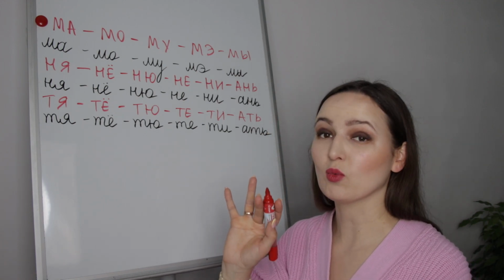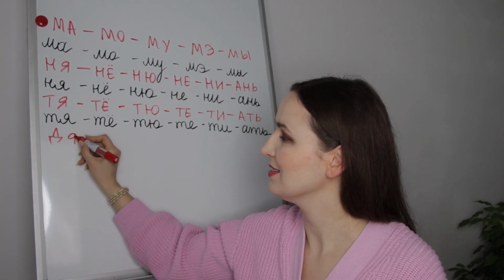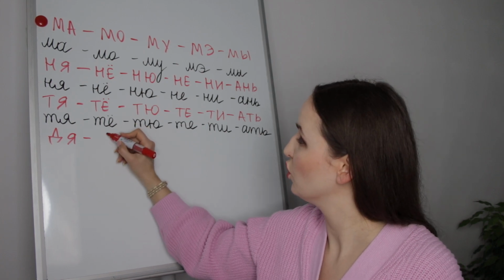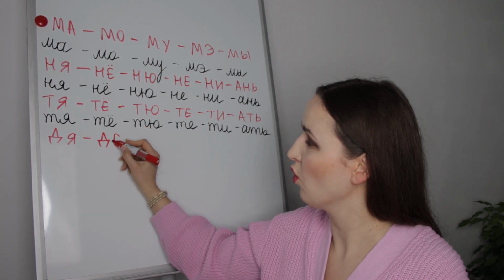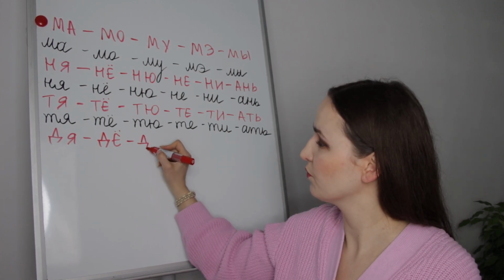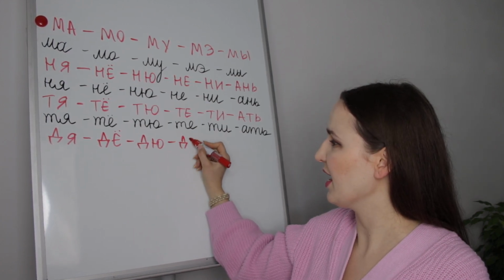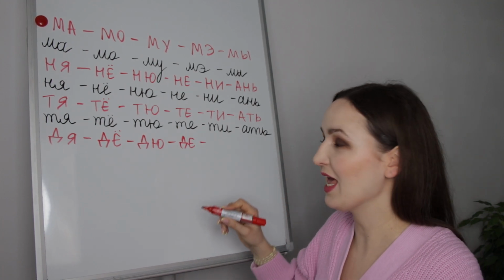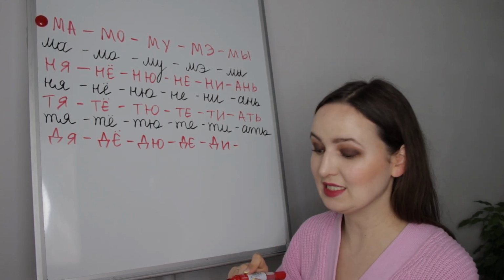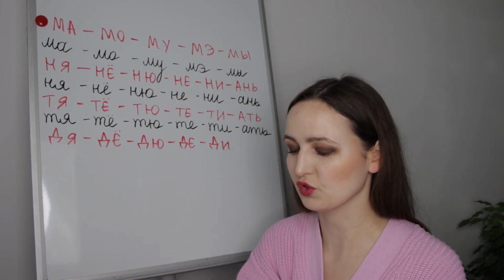Now with the letter д: дя, дё, дю, де, ди, and that's all. Now let's write them in cursive.